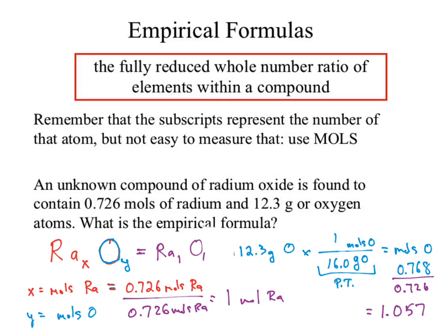Do we need to include the ones? No. So what's my formula? RaO. Rao's pasta sauce. It's pretty good. Okay, and there we are.